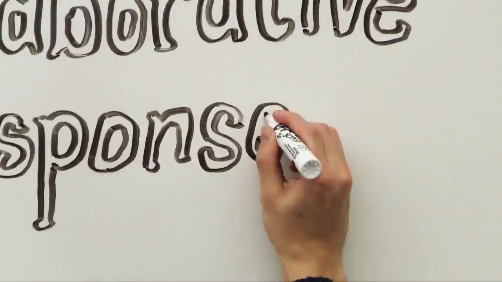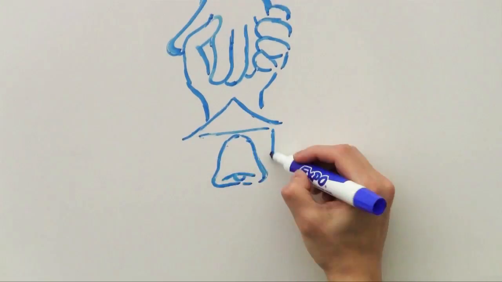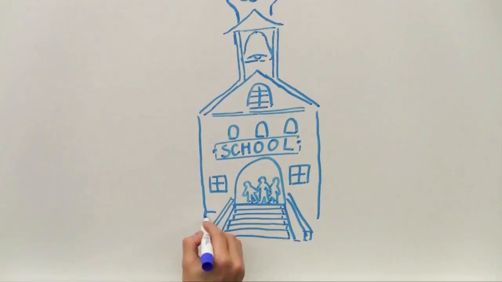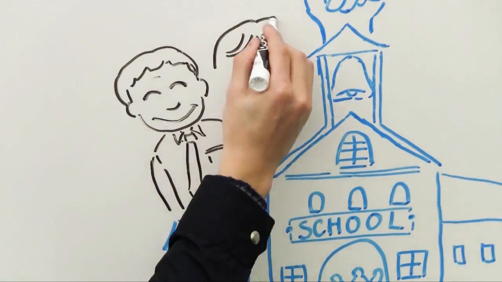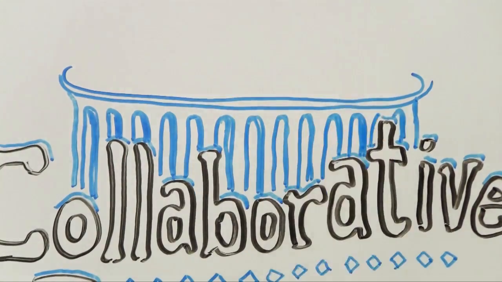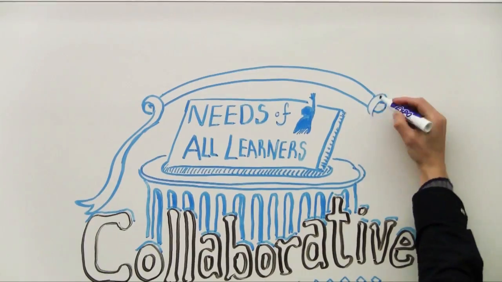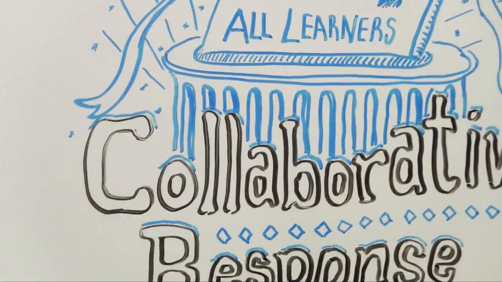This video aims to summarize the key elements of a collaborative response model. The collaborative response model is a framework to assist schools and school leaders in the establishment of effective systematic structures to support the needs of all learners. There are three main components integral within the collaborative response model.